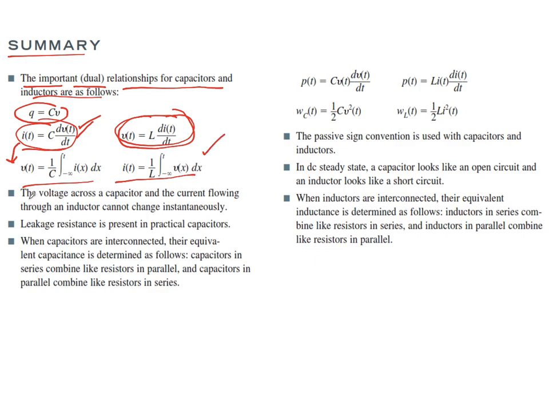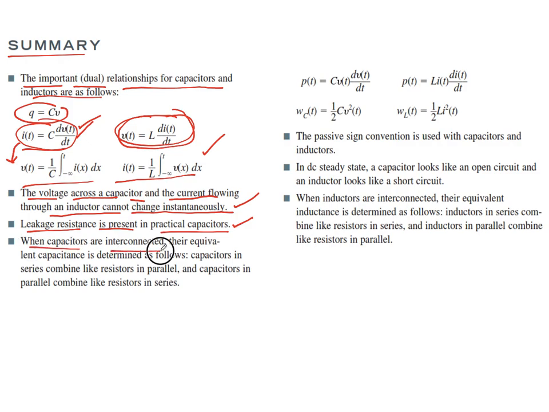What we also conclude is that the voltage across a capacitor and the current flowing through an inductor cannot change instantaneously. We've already seen this information as well. And leakage resistance is present in practical capacitors. हमने capacitors के केस में भी देखा और inductor के केस में भी देखा कि practical capacitors और inductors में leakage resistance exist करती है.